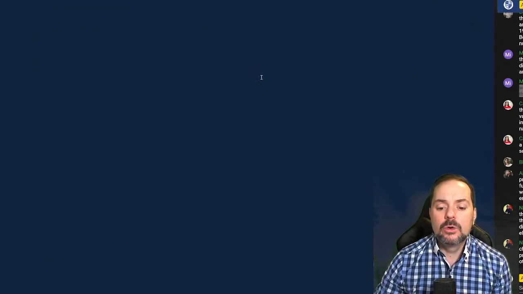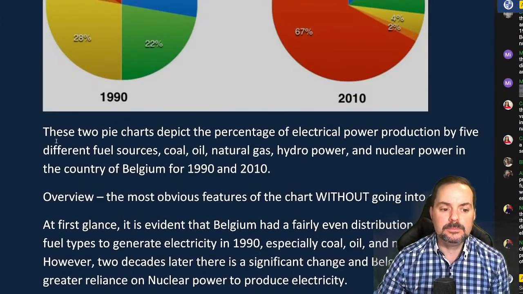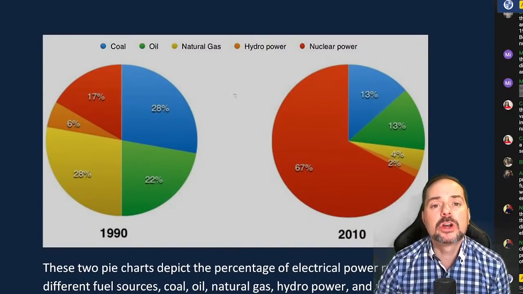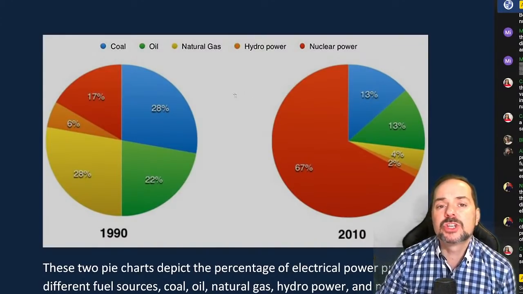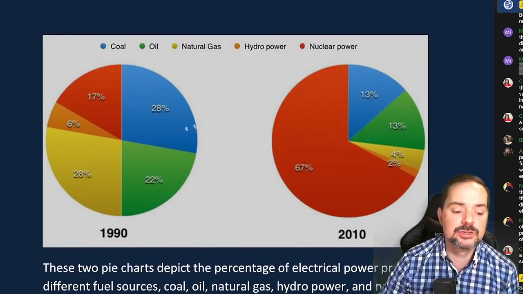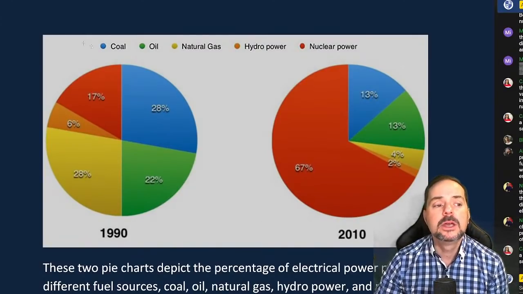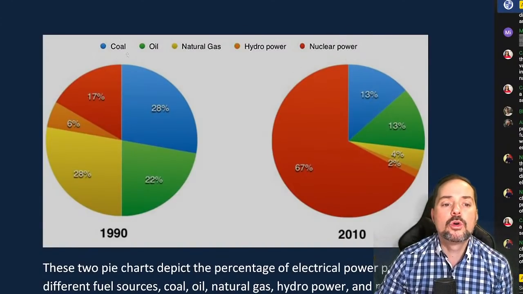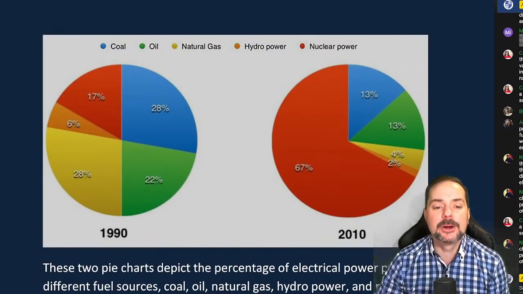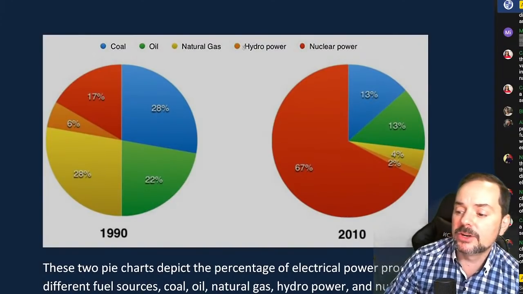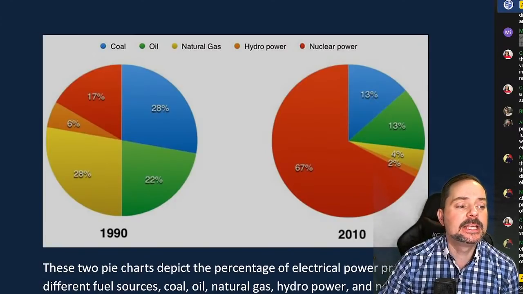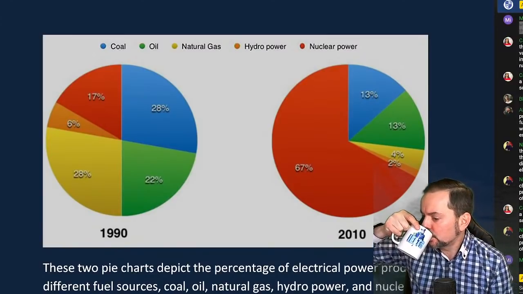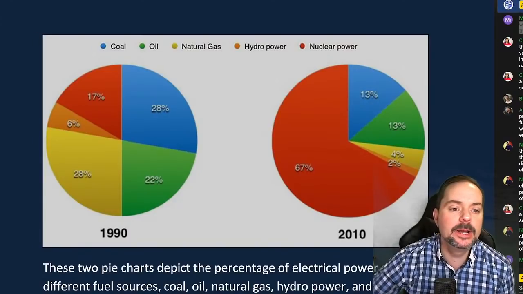Okay, going back to the essay, so far we're looking at these pie charts. Again, these pie charts are showing the percentage of electricity production in the country of Belgium in 1990 and 2010 by these 4 different fuel sources: coal, oil, natural gas, hydropower, nuclear power. Now that we have our introduction and our overview, we can get into the body, right? So we can start analyzing this a little bit more.